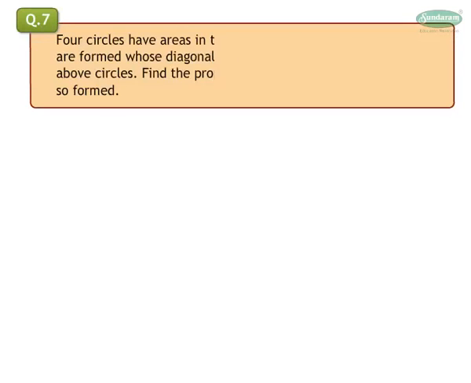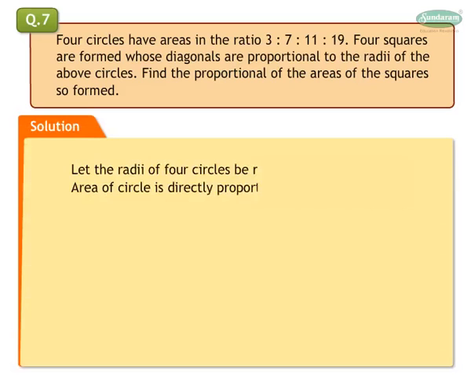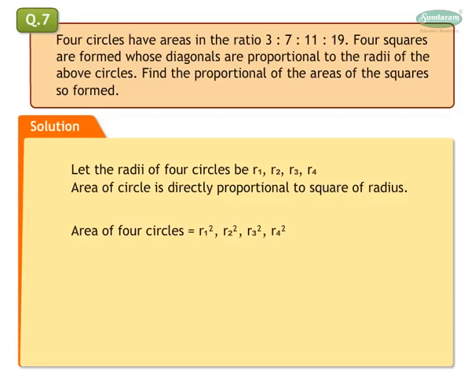Question 7. 4 circles have areas in the ratios 3:7:11:19. 4 squares are formed whose diagonals are proportional to the radii of the above circles. Find the proportion of the areas of the squares so formed. Solution. Let the radii of 4 circles be R1, R2, R3, R4. Area of circle is directly proportional to square of radius. Area of 4 circles is equal to R1 square, R2 square, R3 square and R4 square.